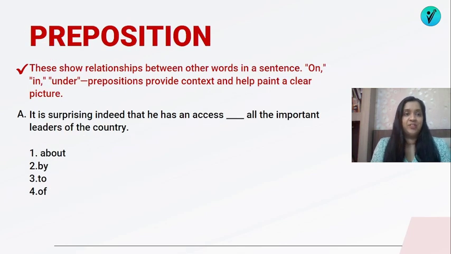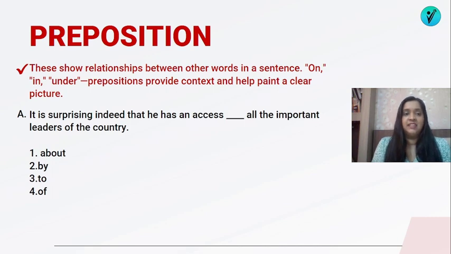Moving on to prepositions. Now these show relationship between other words in a sentence. Words like on, in, under, above, at, these are all prepositions, and they provide context and help you to get a better and clearer picture of what exactly the sentence says. So let's look at a sample question.